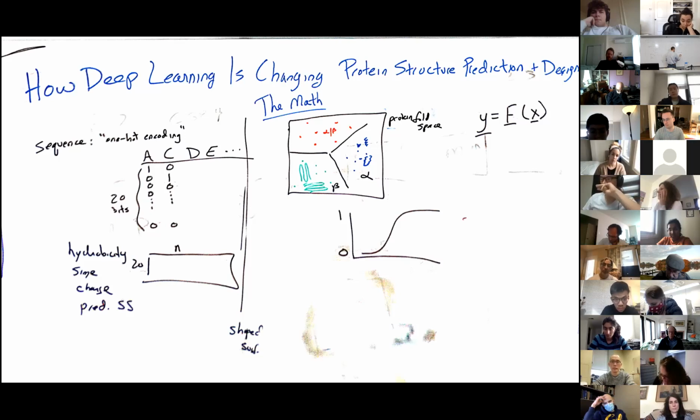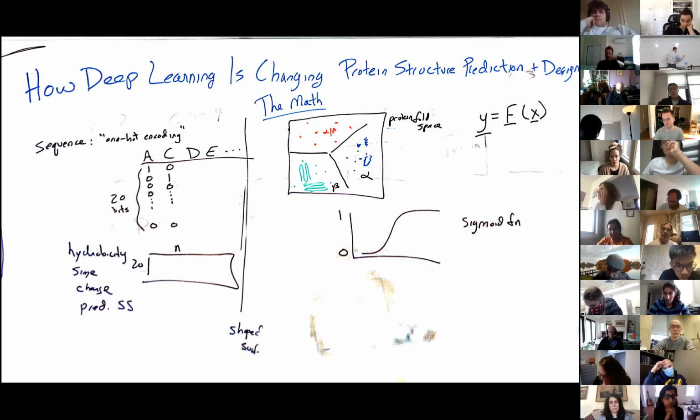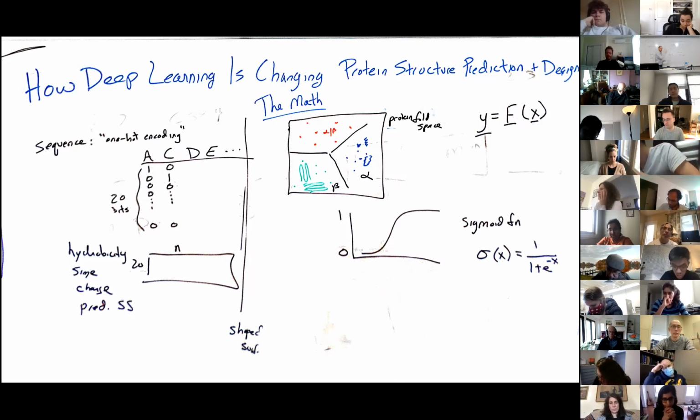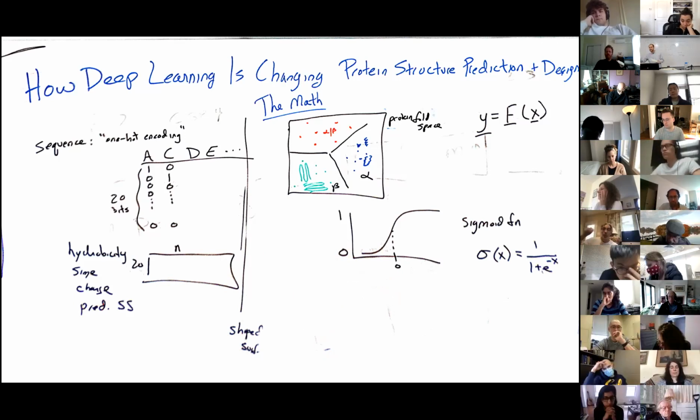And the sigmoid function sigma of x equals 1 over 1 plus e to the minus x. What's nice about that is the midpoint is at 0, and it goes from 0 to 1. So if my output is, is it an alpha helix or a beta strand, this function could do it. I could have some inputs, and if my inputs are here, it's alpha, and if my inputs are there, it's beta. We call this, in the deep learning community, an activation function.